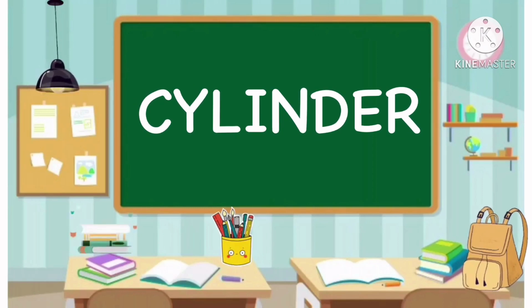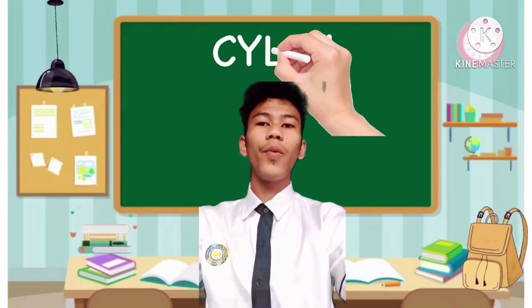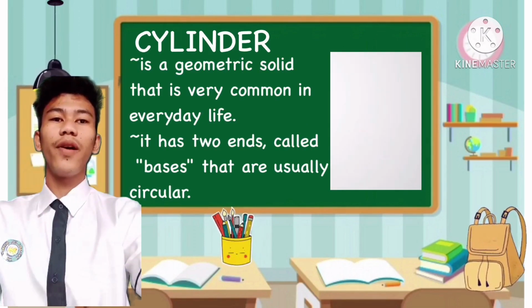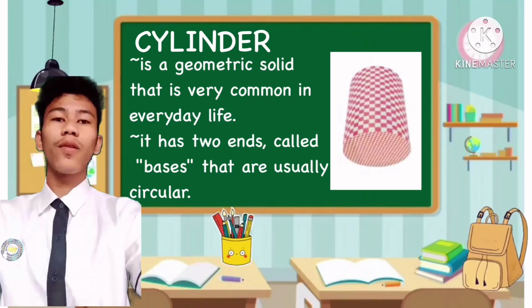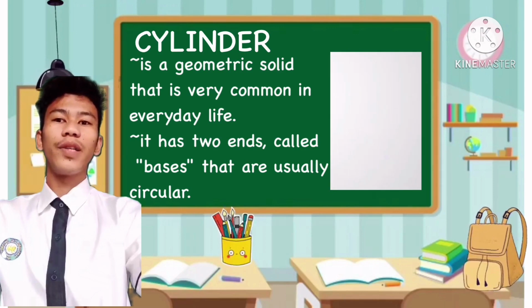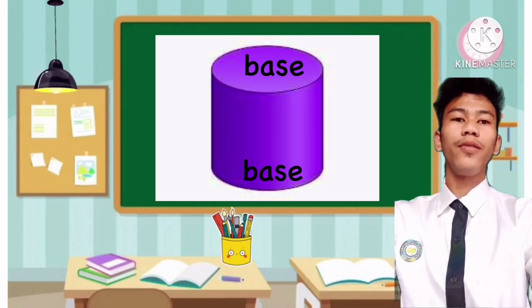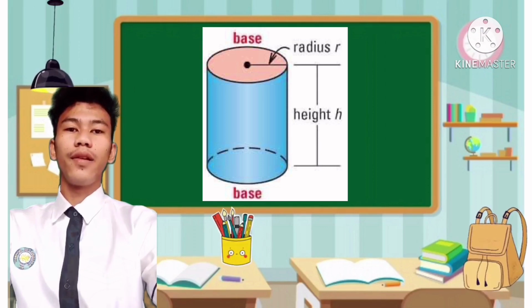Now, let's learn about the cylinder. Hi, I'm Mrs. Jan Verzola. I'm here today to teach you how to solve the lateral area and surface area of a cylinder. First, let us define what a cylinder is. A cylinder is a geometric solid that is very common in everyday life. If you take it apart, it has two ends called bases that are usually circular. The bases are always congruent and parallel to each other. As you can see in this photo, it has height and radius.